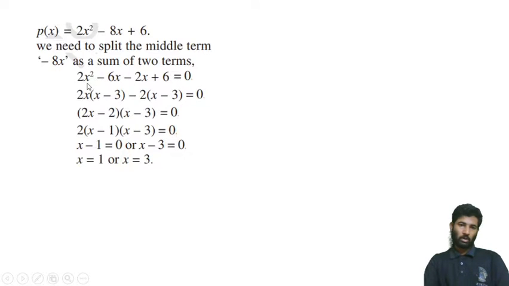Now we can take common terms out. 2x is common in the first two terms and 2 is common in the second two terms. Again you can take common out, x minus 3 is common. Again from the first term you can take out 2 common. So finally we get x minus 1 is equal to 0 and x minus 3 is equal to 0. These are the two zeros of the given polynomial. Now x minus 1 and x minus 3 are also called the factors of the given polynomial.